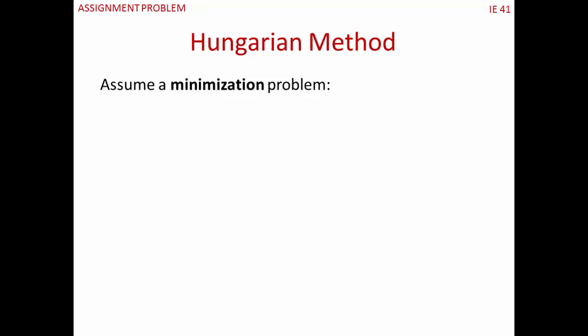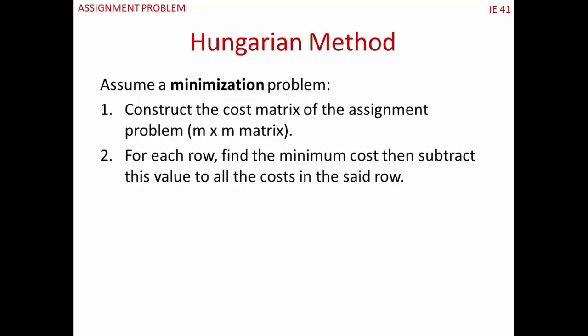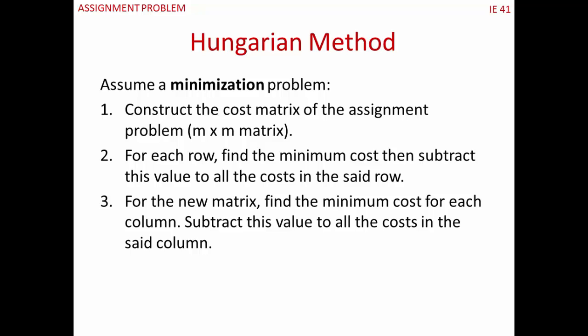The steps in solving the LP using the Hungarian method goes like this. Step 1. Construct the cost matrix of the assignment problem. Step 2. For each row, find the minimum cost, then subtract this value to all the costs in the said row. Step 3. For the new matrix, find the minimum cost for each column. Subtract this value to all the costs in the said column.